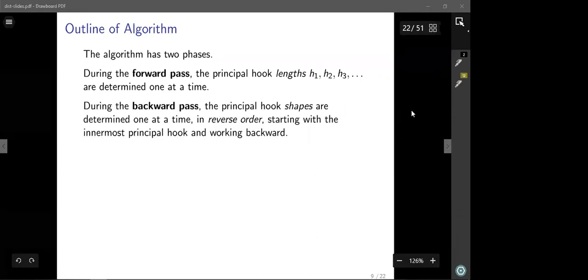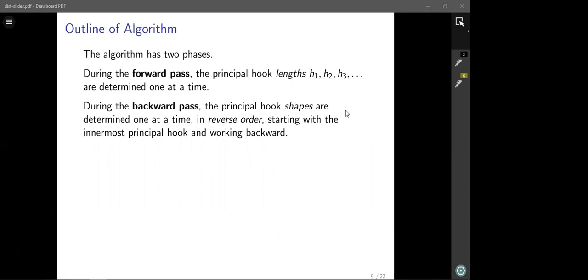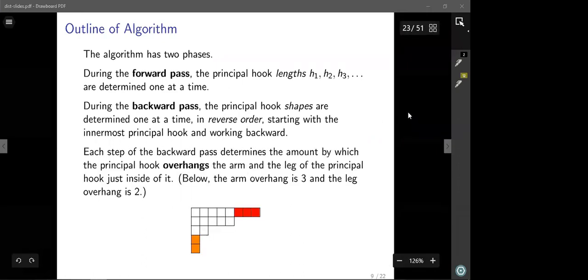So in the second part of the algorithm, there's a backward pass. We're actually going to figure out exactly what the shapes are, exactly how the boxes are arranged in each of those hooks. And it's called a backward pass because we'll start with the innermost principal hook, and figure out how that one should be arranged. And then we'll work our way back outwards and add one layer at a time and figure out exactly what the shape looks like. This is maybe a little bit unusual because normally we think of partitions as being built up one row at a time or one column at a time. But for the purposes of the algorithm, it's important to think of them as one hook at a time. And we'll see why that is later on.